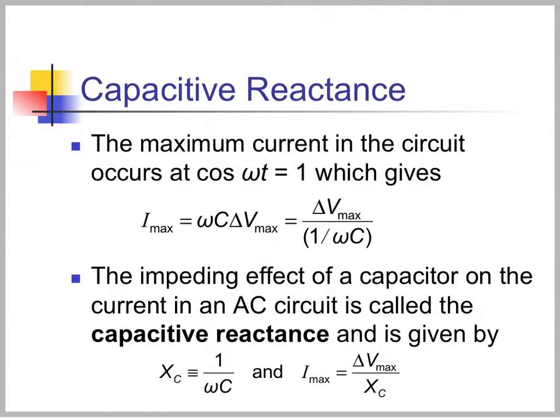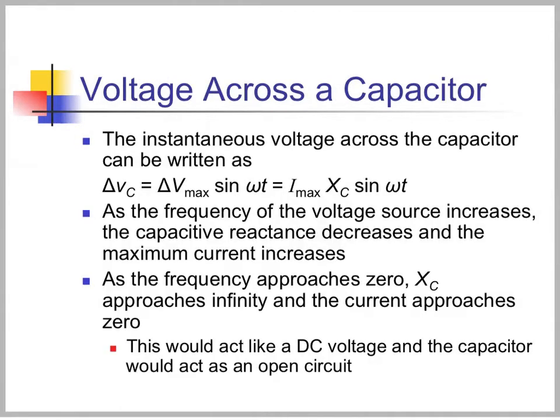So the impeding effect of a capacitor on a current in an AC circuit is called the capacitive reactance. And chi sub C is 1 over omega C. And then we have something that looks like Ohm's law. I is equal to V over R, or I equals V over the capacitive reactance. The instantaneous voltage across the capacitor then can be written as delta V max sine omega t, or I max chi sub C sine omega t.